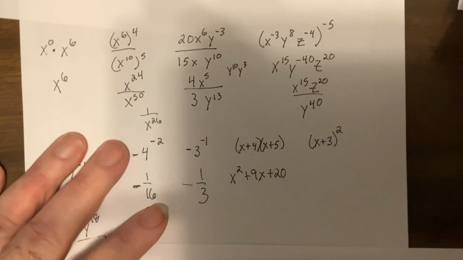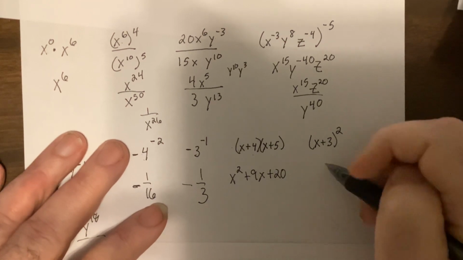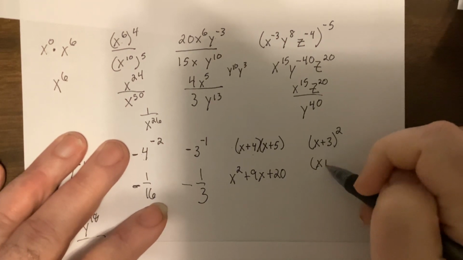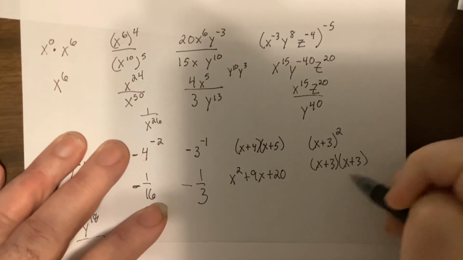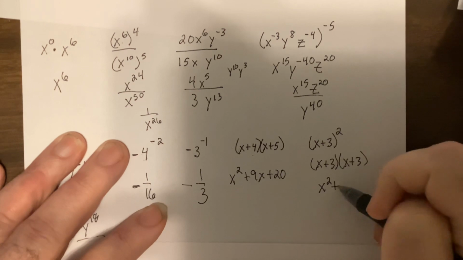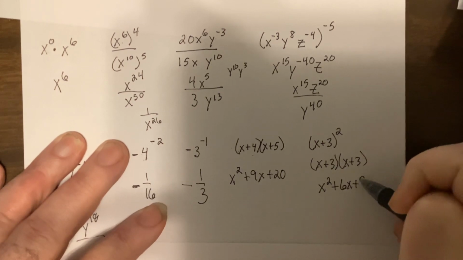Then this one, oh, I have a binomial square. When you have a binomial square, you write it twice to make it nice. So it'd be x squared plus 6x plus 9.